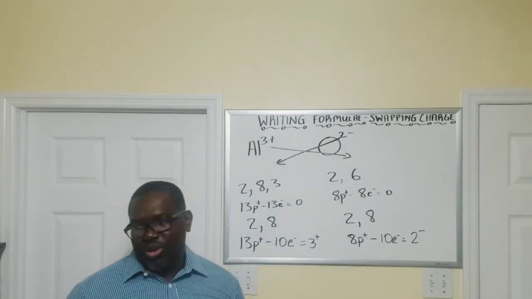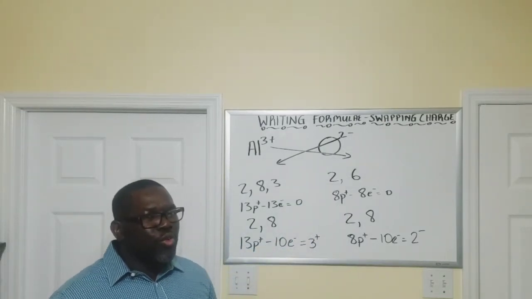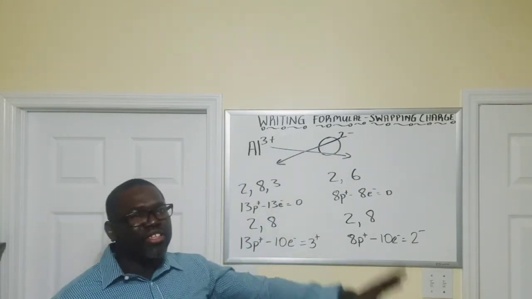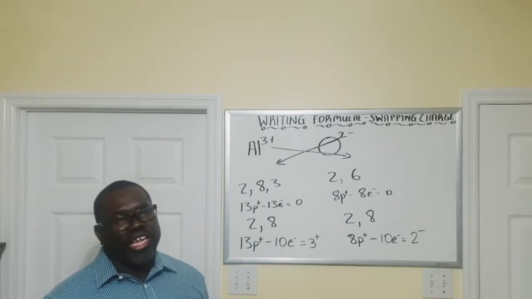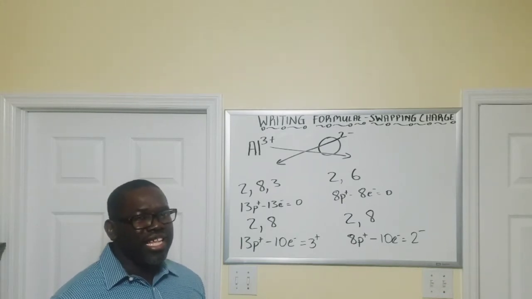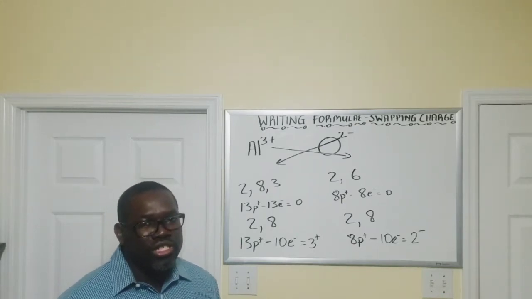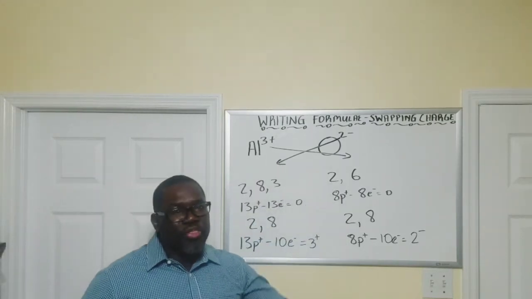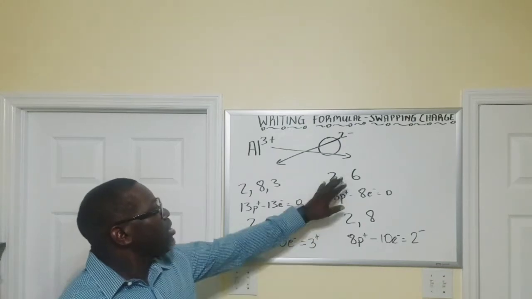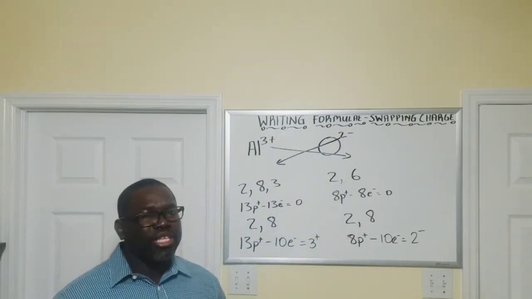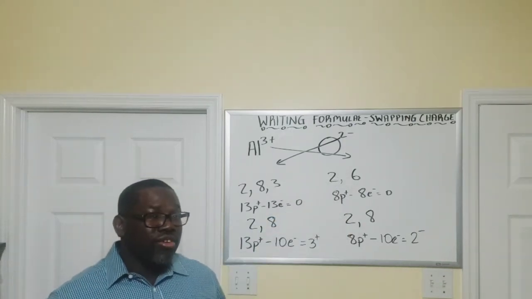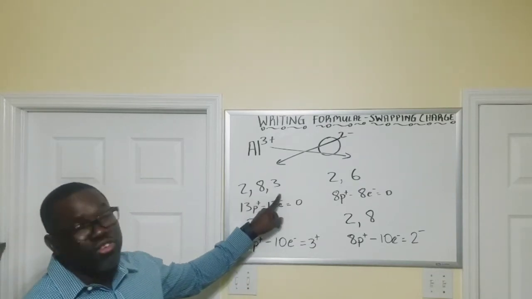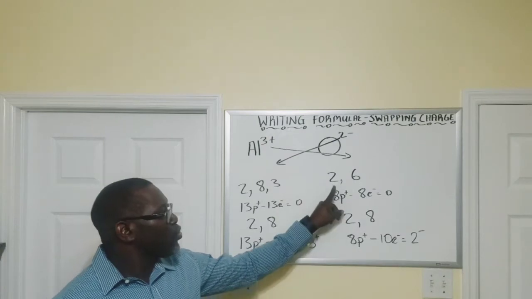However, here's the problem. Most students don't know where these two numbers come from, the 3 plus and the 2 minus. Let me just show you where I get these numbers from so you can understand it and you can reproduce it in your own work. Alright, so first of all, aluminum is the 13th element in the periodic table. Oxygen is the 8th element in the periodic table. It means therefore that the electronic configuration of aluminum is 2, 8, 3 and that of oxygen is 2, 6.